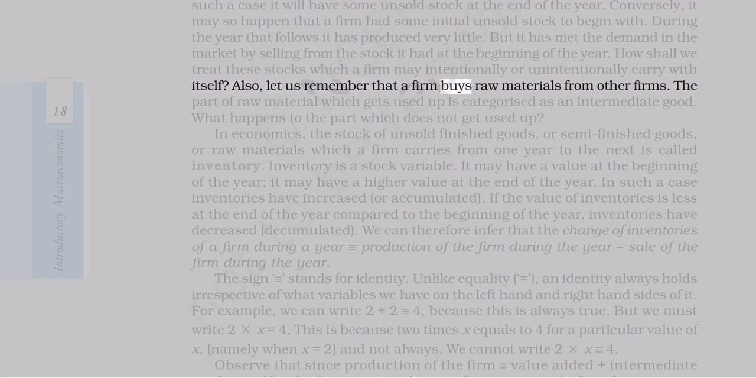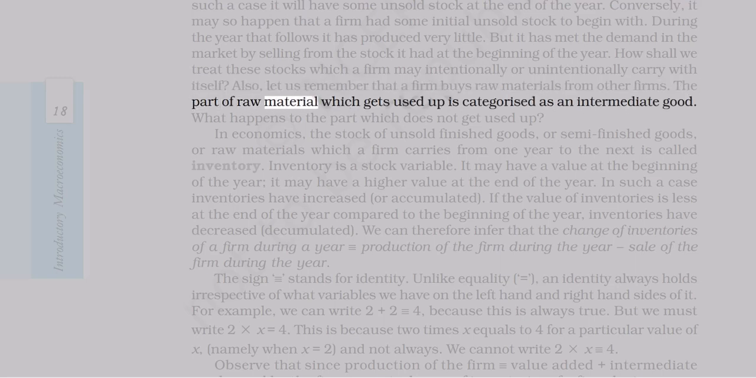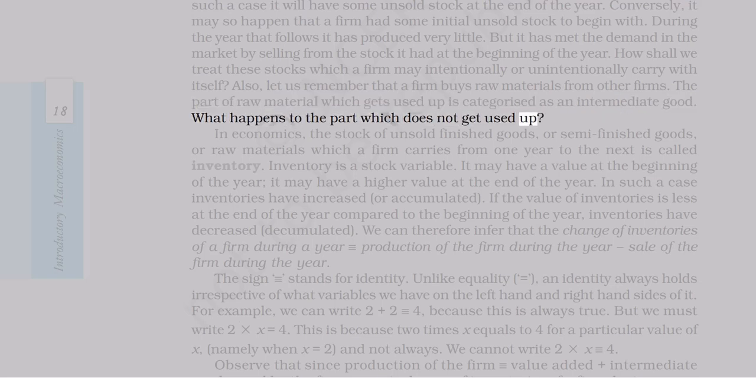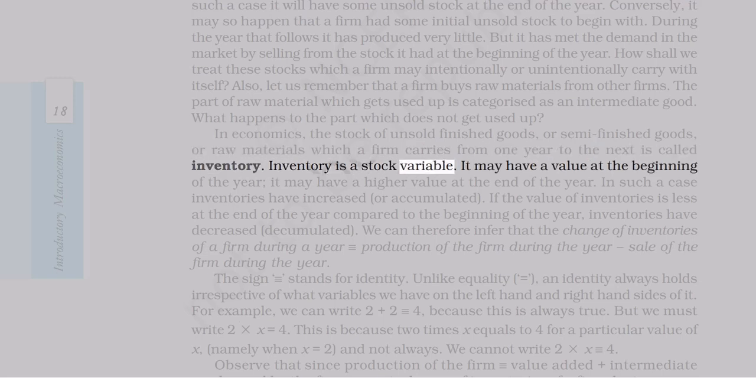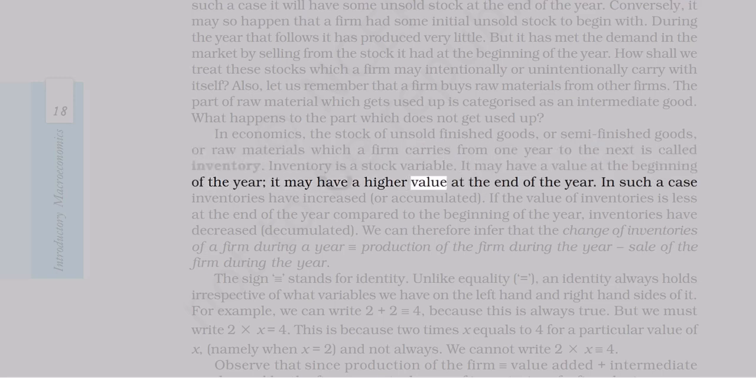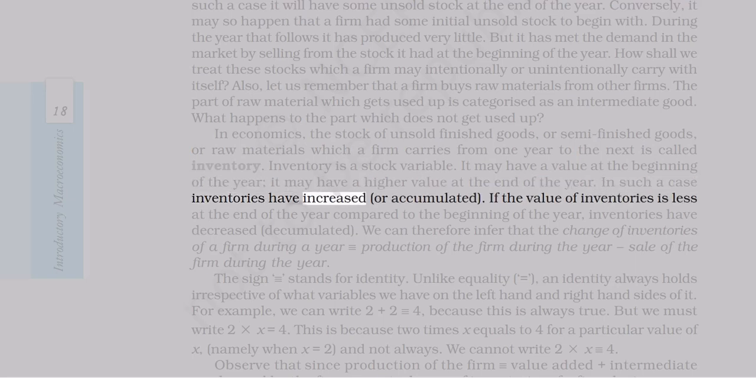Also, let us remember that a firm buys raw materials from other firms. The part of raw material which gets used up is categorized as an intermediate good. What happens to the part which does not get used up? In economics, the stock of unsold finished goods, or semi-finished goods, or raw materials which a firm carries from one year to the next is called inventory. Inventory is a stock variable. It may have a value at the beginning of the year, it may have a higher value at the end of the year. In such a case, inventories have increased, or accumulated.